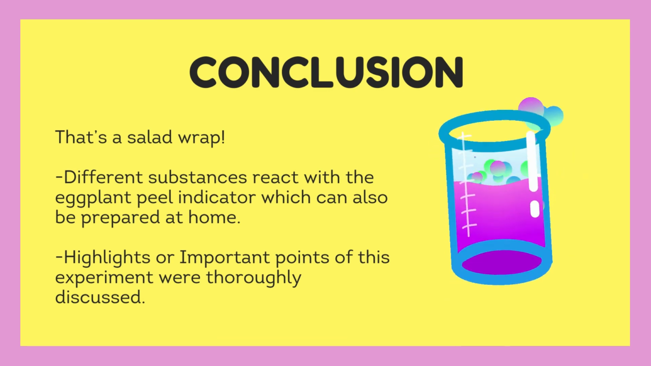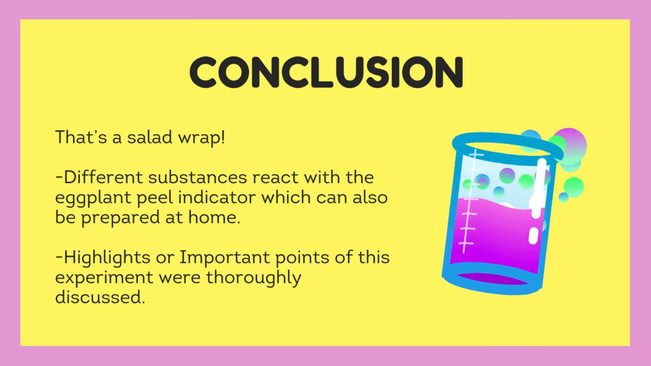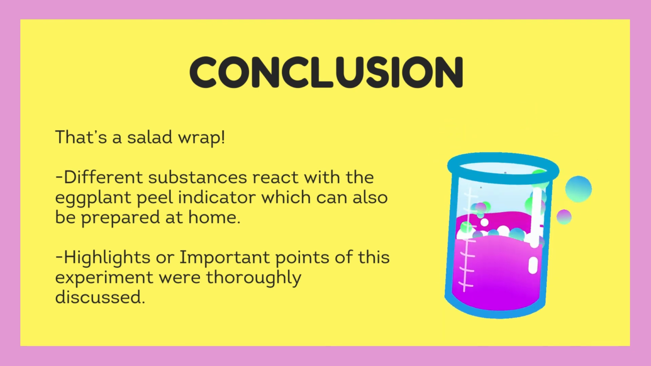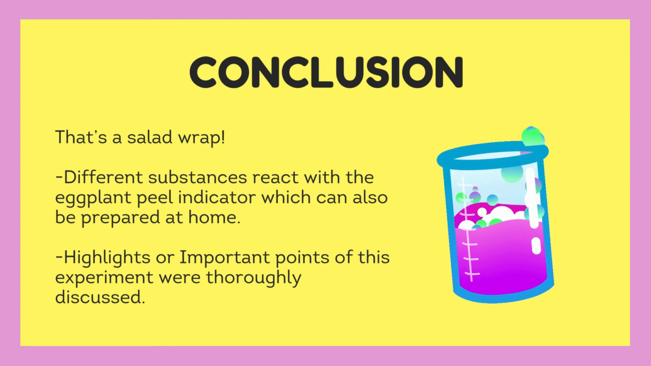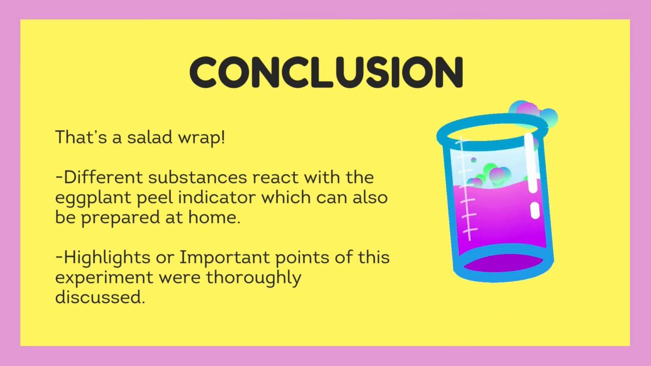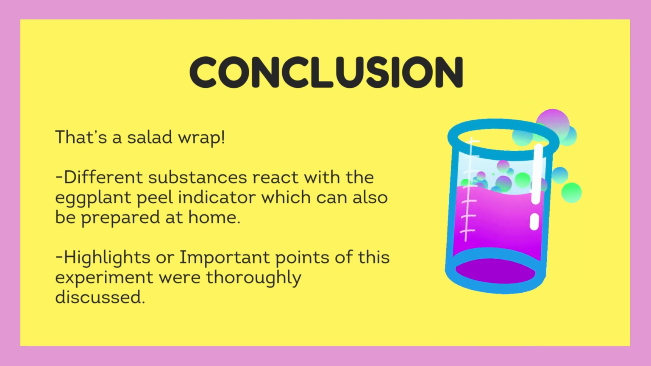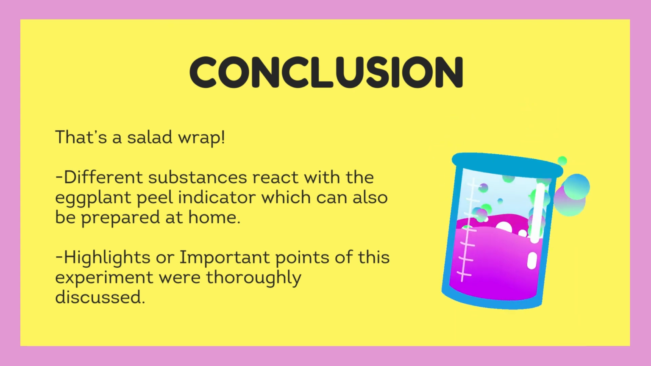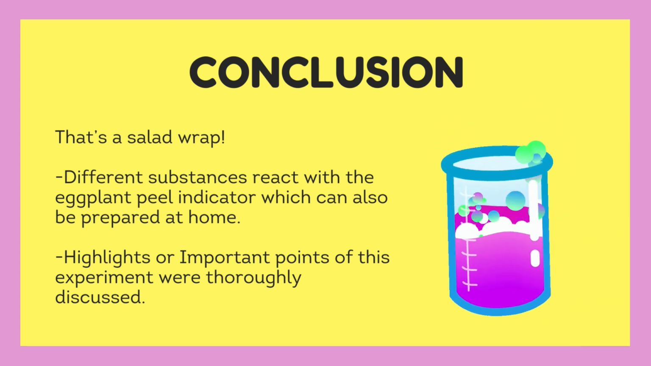In conclusion, we have seen how different substances react with the eggplant peel indicator, which can also be prepared at home. Highlights or important points of this experiment were thoroughly discussed. You can also try doing this experiment at home and use other items or samples aside from ours to know how acidic, neutral, or basic your sample is.